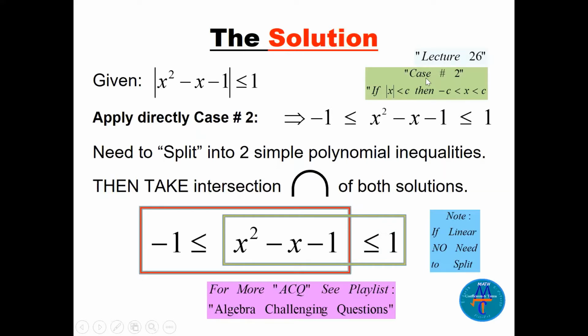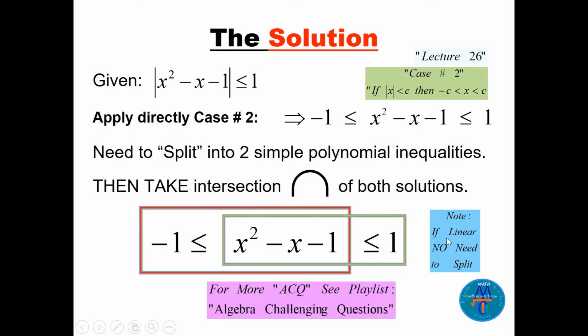See, this is the given here: absolute value of x squared minus x minus 1 less than or equal to 1. So in case number 2, the absolute value of all this expression, c now is 1. So it will be x between minus c and c. So I can apply case number 2 directly: x squared minus x minus 1 between minus 1 and 1. Now, there is no way we can solve this unless we split it into two simple polynomial inequalities. We split this part and we split that part, and then we find the intersection.